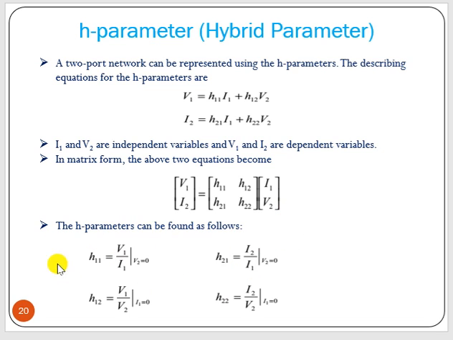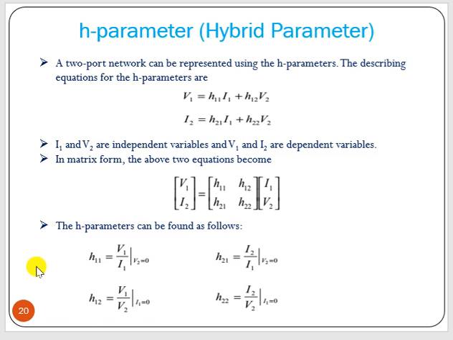Now here H11 is V1 by I1, that is why this is called input impedance. H22 is I2 by V2, that is nothing but output admittance. I by V is admittance. Here H21 is I2 by I1, which is called forward current gain. And H12 is V1 by V2. It is called reverse voltage gain because it is 1 by 2. If it is V2 by V1, then forward voltage gain, just like this one.